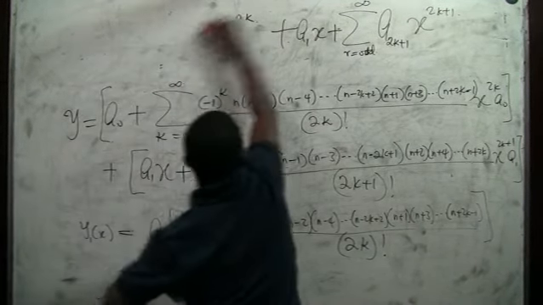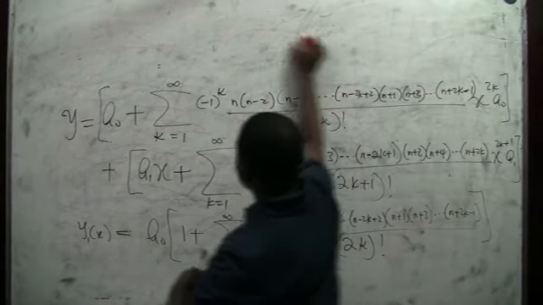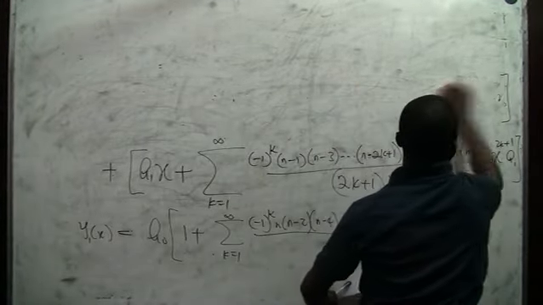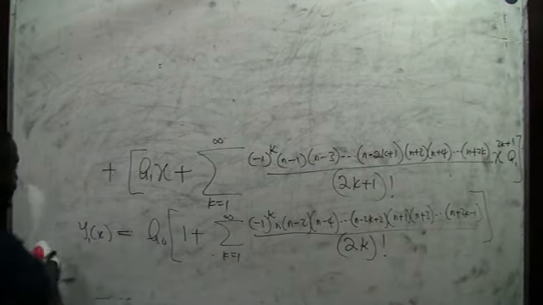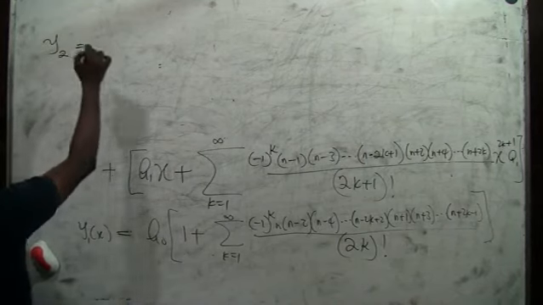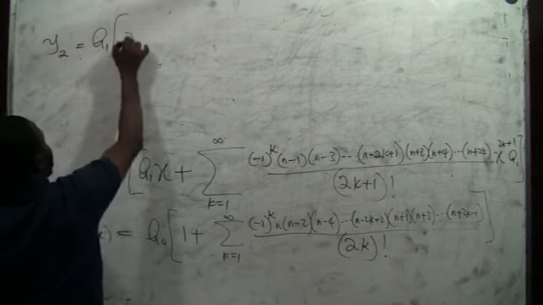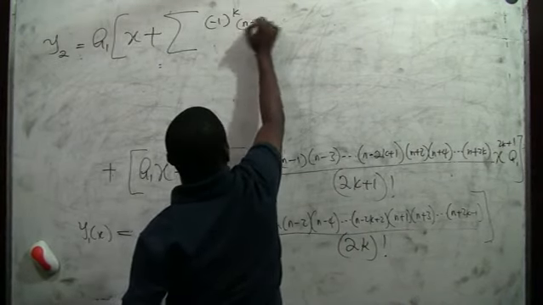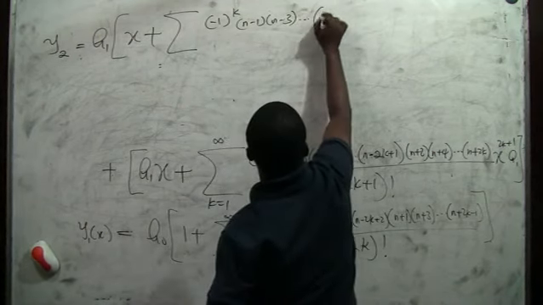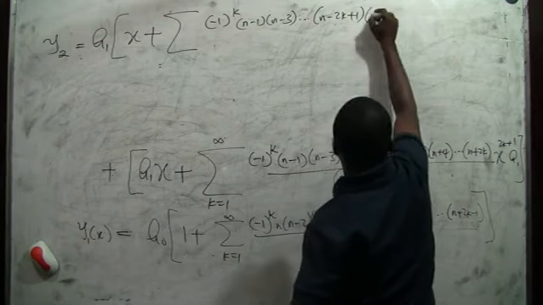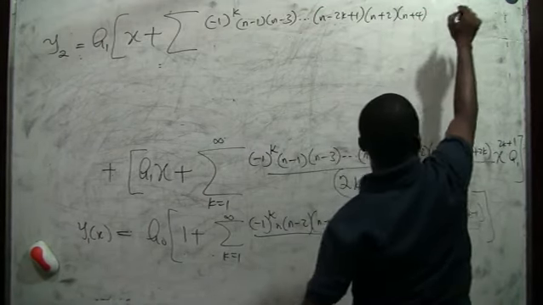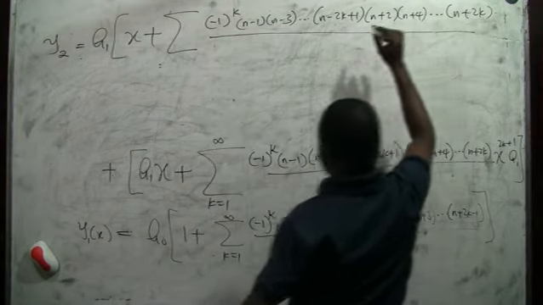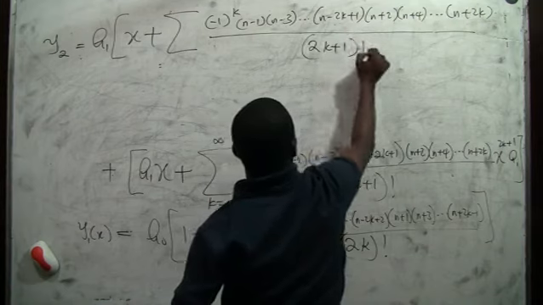The second solution is y2 equals a1 into x plus summation minus 1 raised to power k, n minus 1, n minus 3 up to n minus 2k plus 1 into n plus 2, n plus 4 up to n plus 2k, all divided by 2k plus 1 factorial, k.